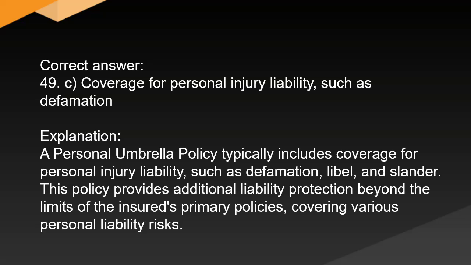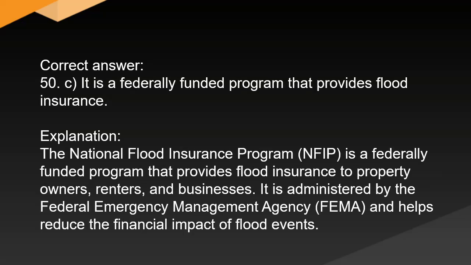Correct answer. C. Coverage for personal injury liability, such as defamation. Explanation. A personal umbrella policy typically includes coverage for personal injury liability, such as defamation, libel, and slander. This policy provides additional liability protection beyond the limits of the insured's primary policies, covering various personal liability risks.